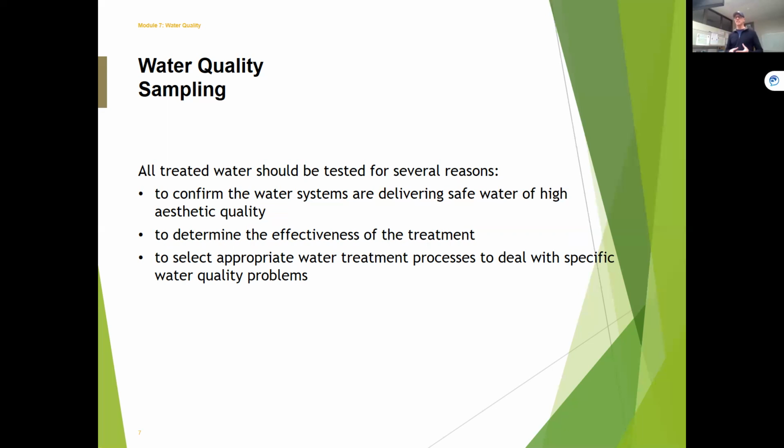You're going to be testing water throughout your process to make sure that it's removing what it's supposed to remove at that step in your treatment process. And if it isn't, then you're going to try to pick a process or adjust your process or your chemicals to make sure you're getting that desired result.